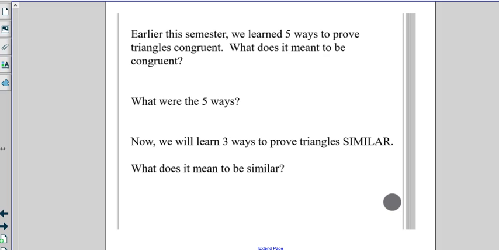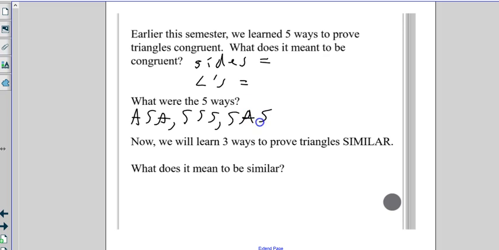Well, congruent, sides were equal and angles were equal. Okay? What were the 5 ways? ASA, SSS, SAS, AAS, and HL.